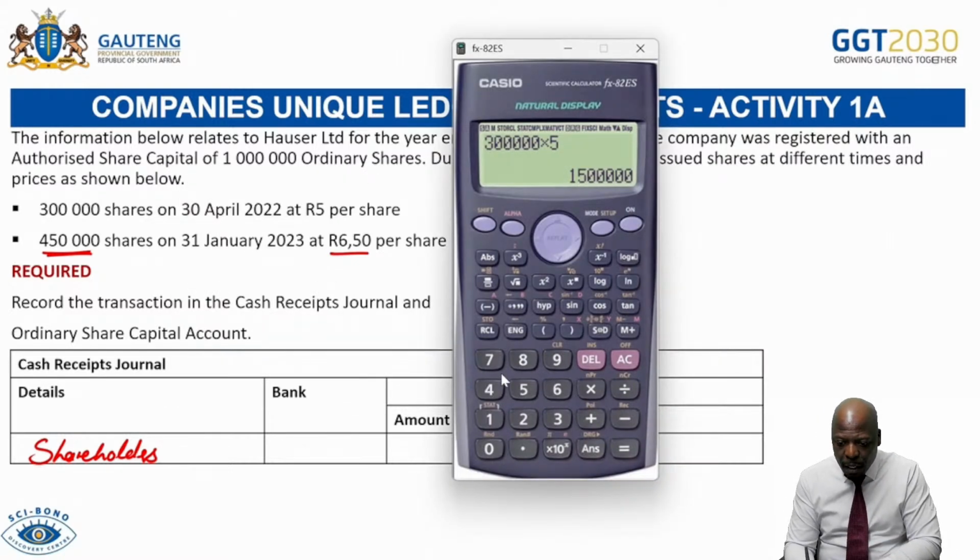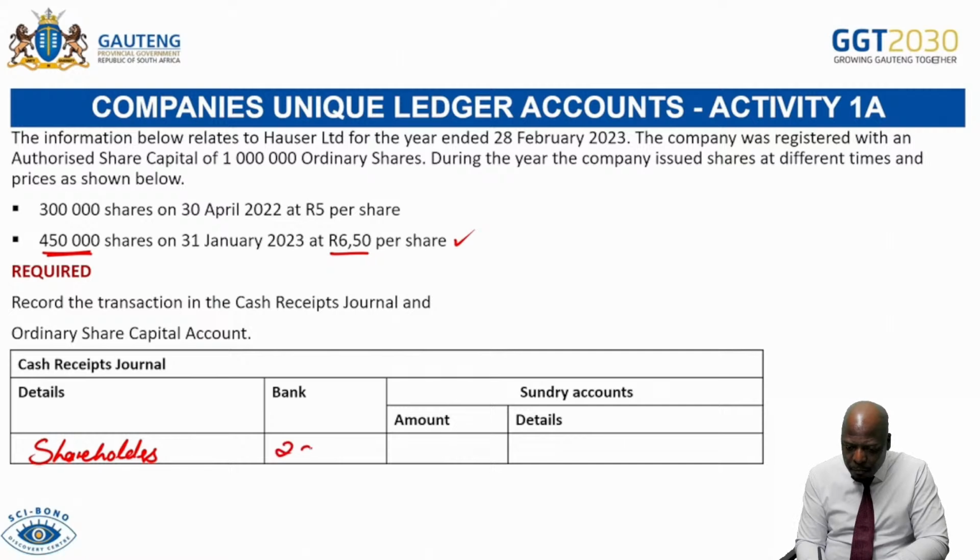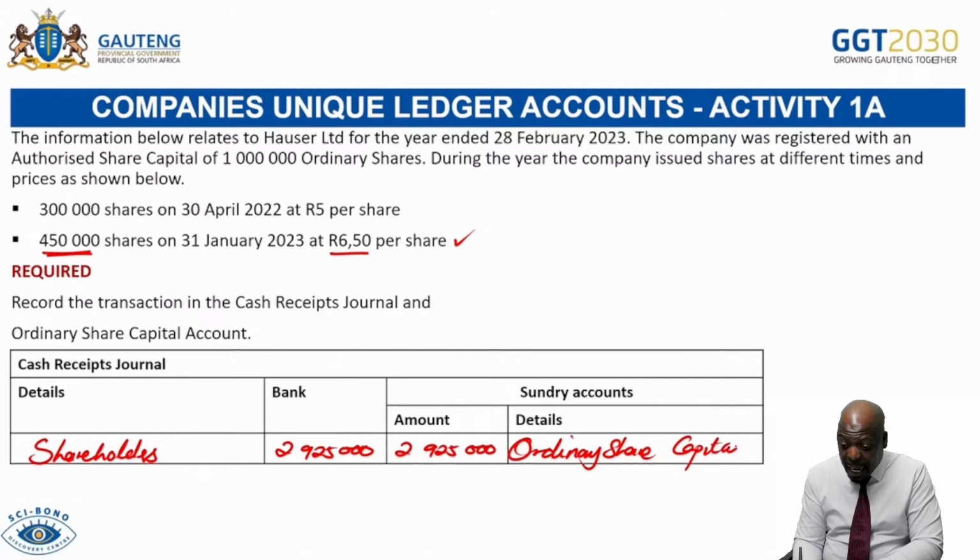Calculators. There we go. So it's going to be my 450,000. Then I multiply that by my 6 Rand 50. And then I'm going to end up with 2,925,000. So I'm going to come here and have my 2,925,000 like that. Then I come here, it's the same, 2,925,000. Under my details, what do I say? Ordinary share capital. Ordinary share capital. Then I know that for my journal, I must post to the general ledger.